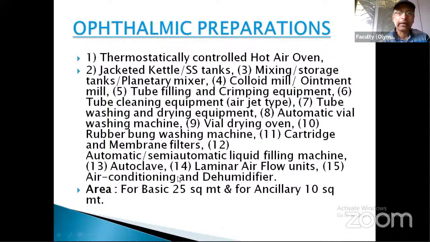Area requirement is not very high here. It is also 25 square meter, ancillary 10 square meter, like your capsule.